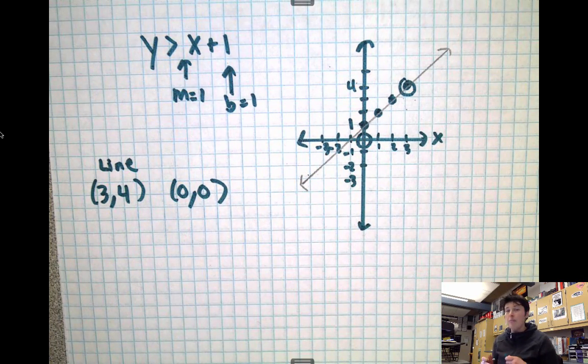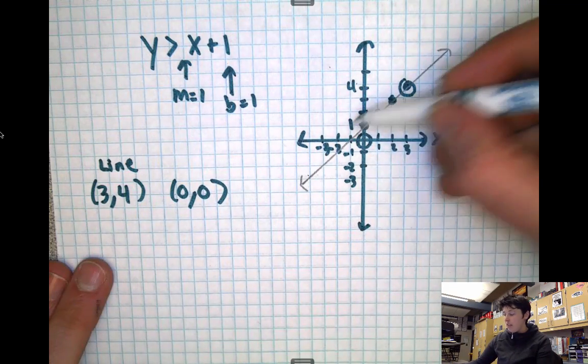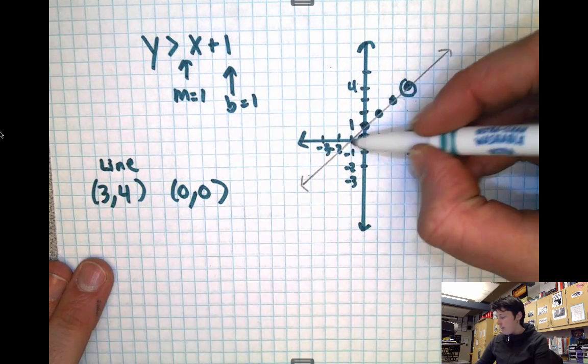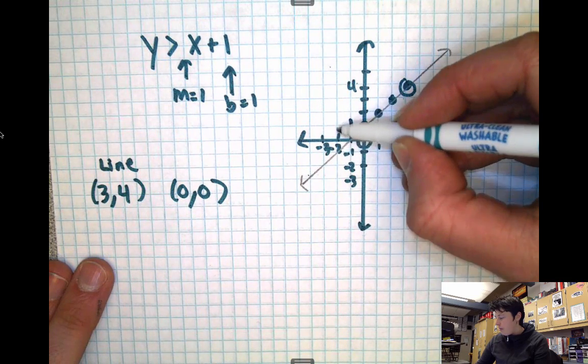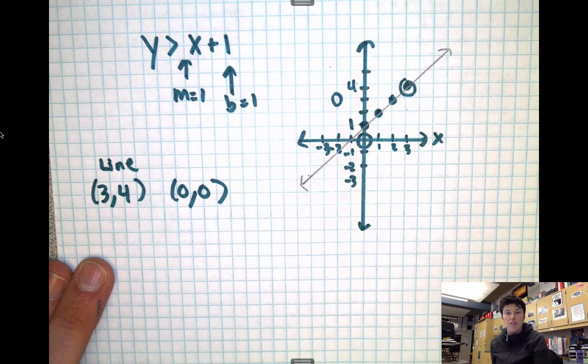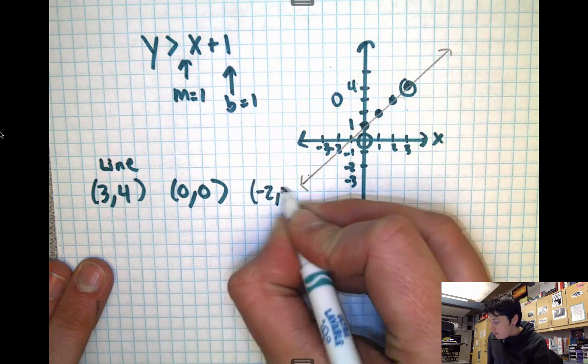Okay, and then I have to pick a third point to test, so I'm going to pick something that's up above here. Anything you feel like. So I'm going to go out to like -2 and how about here, 3. I'll just circle a point. So that's at -2, 3.